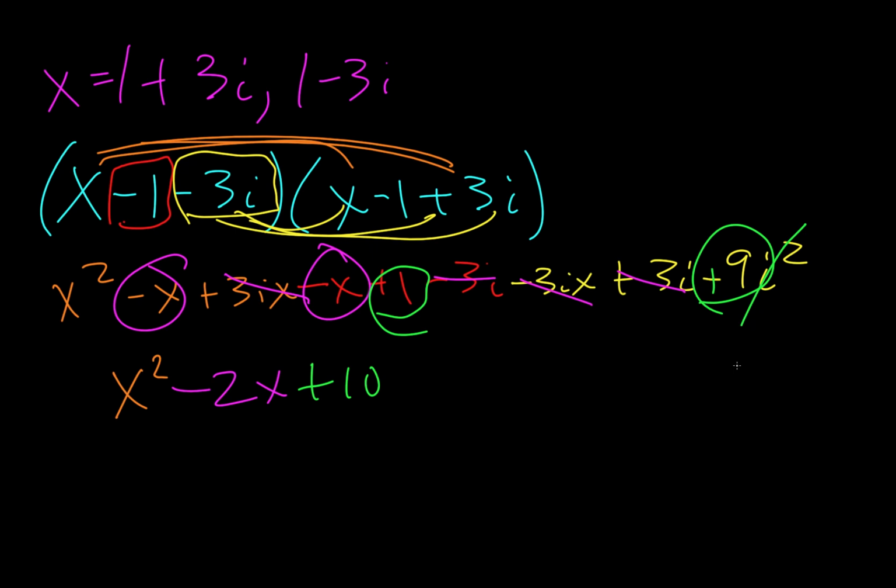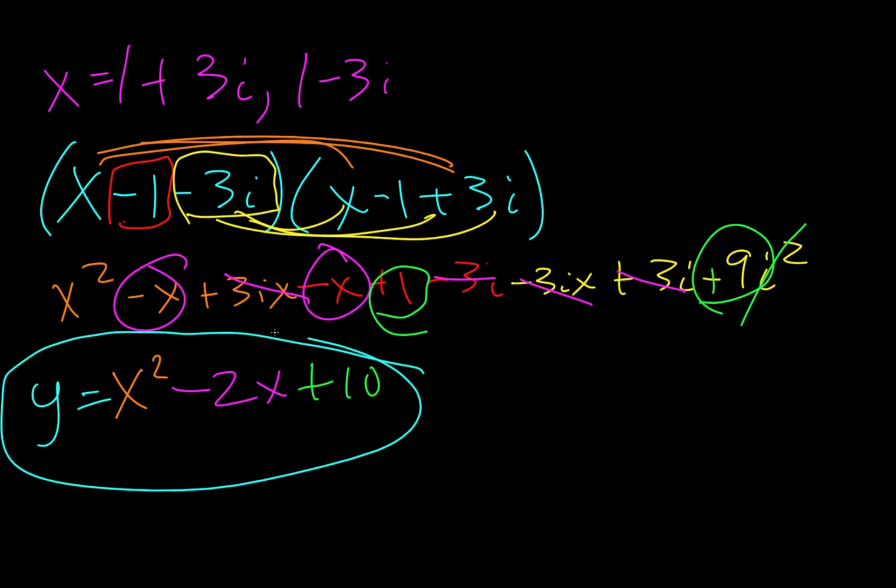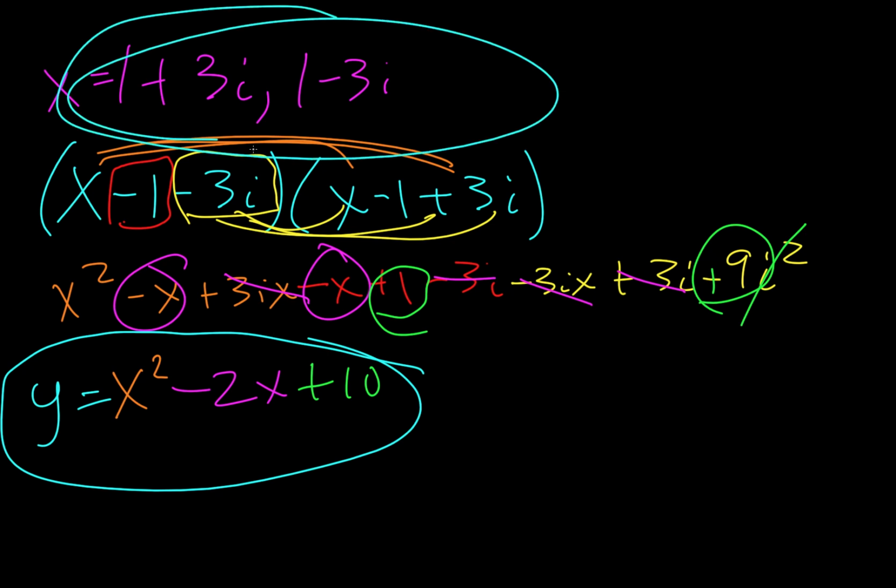And since everything's a different color, let's make our y a different color as well. There we go. That's our pretty equation. It's a quadratic equation that has these complex roots.